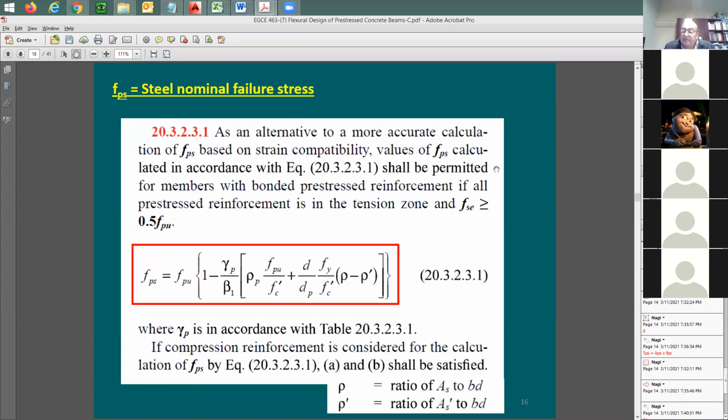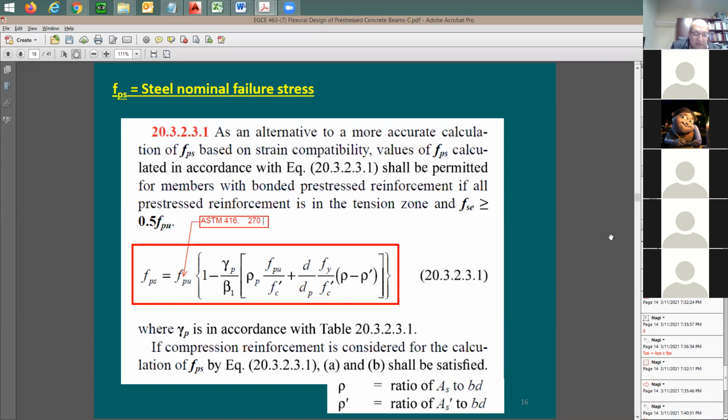Now I'd like to look here at this FPS. What is the value of FPS? How can I find it out? The code here gives me an equation for FPS that's going to be used in calculation of the strength of the beam. So this FPS is going to be equal to FPU. How much is FPU? Anyone recall the value? For the 416? 270. I'm going to say equals 270 KSI. Very good.